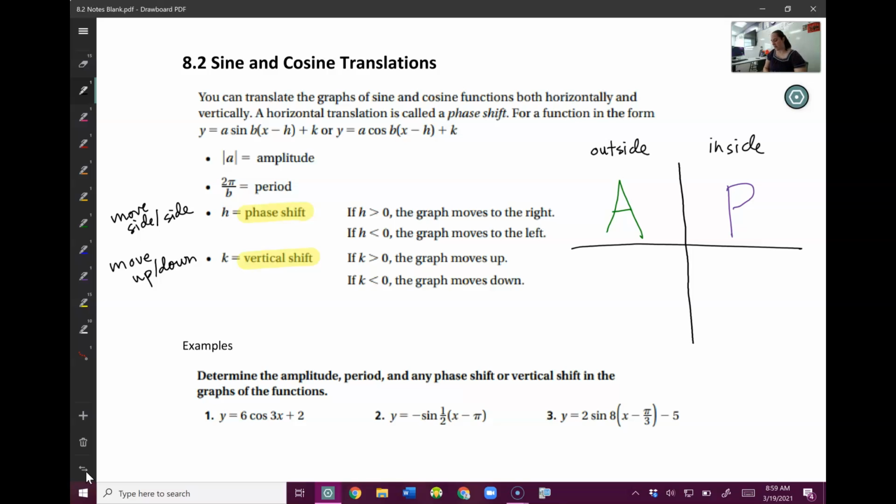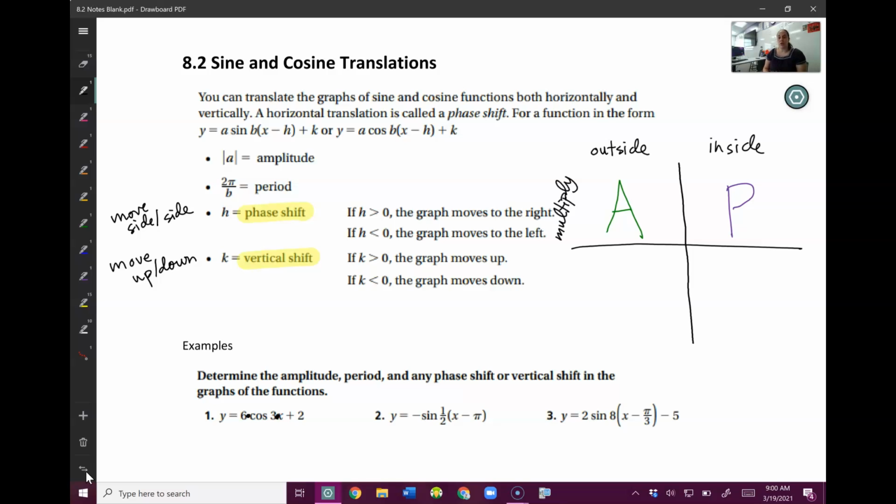In addition to that, something we talked about in our last lesson is that amplitude and period are always multiplied to things. So, for example, down here, that amplitude number is multiplied to the cosine. This 3 would be our period number because it's inside the cosine and it's multiplied to the x. So amplitude and period are always being multiplied.